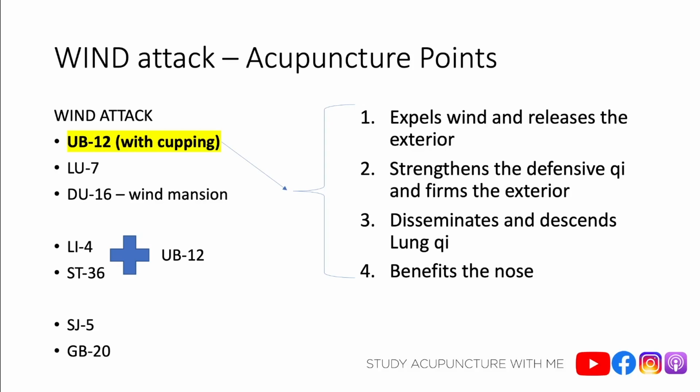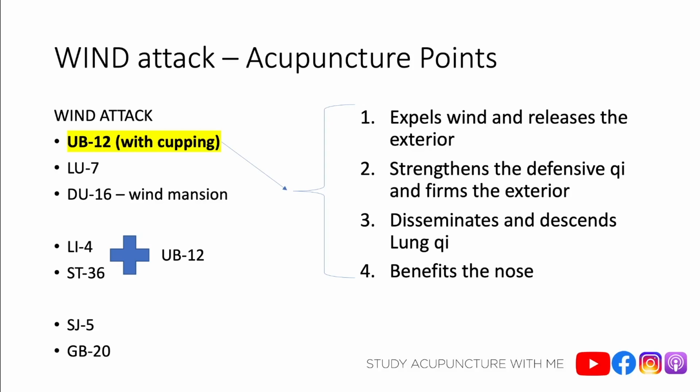So we can use UB12. You have the expel wind and release the exterior, strengthen the defensive qi, firm the exterior. You have that function to disseminate and descend lung qi and benefit the nose. So key acupuncture points for wind that we should remember are UB12, GB20, and Du 16. UB12 is the wind gate, GB20 is wind pool, and Du 16 is wind mansion. They all treat wind. UB12 out of the three is the most exterior one. It expels wind out of that exterior, releases the exterior, right? Because the wind, what's in the exterior? What's in the Tou Li?